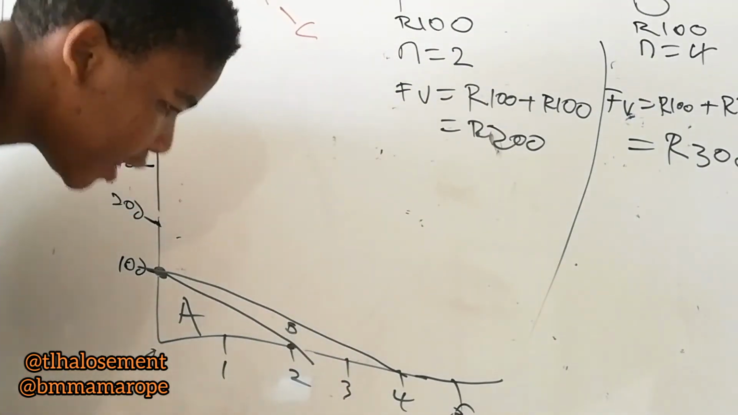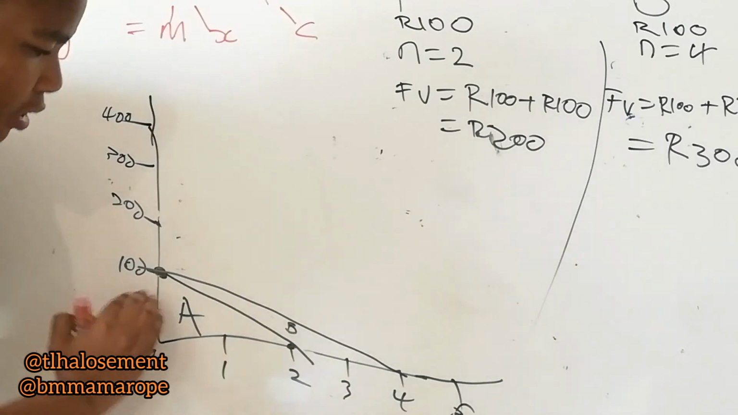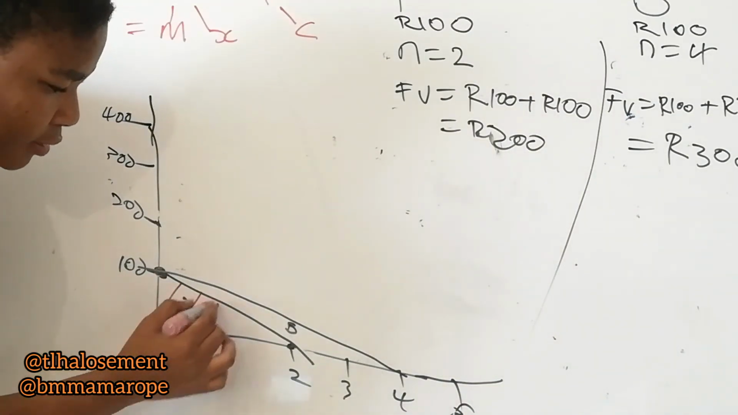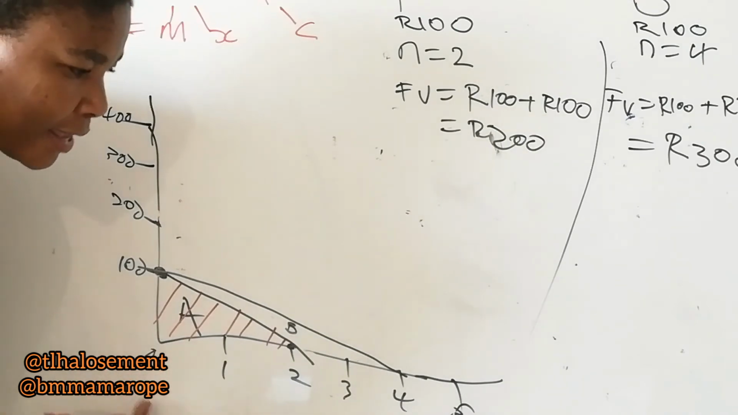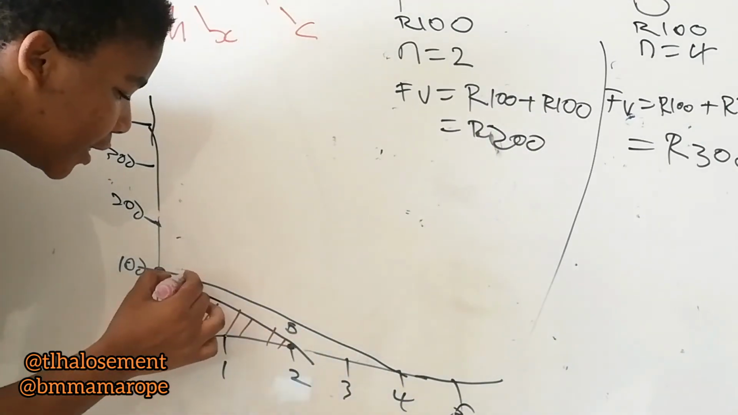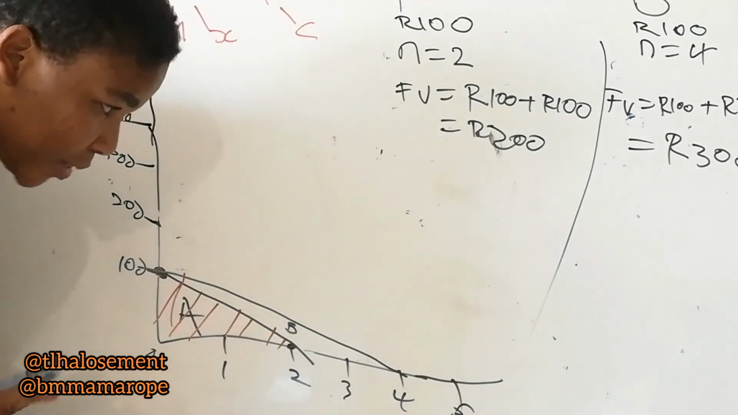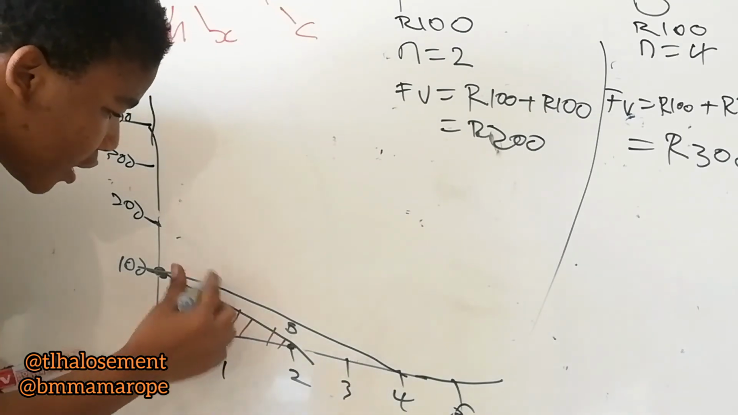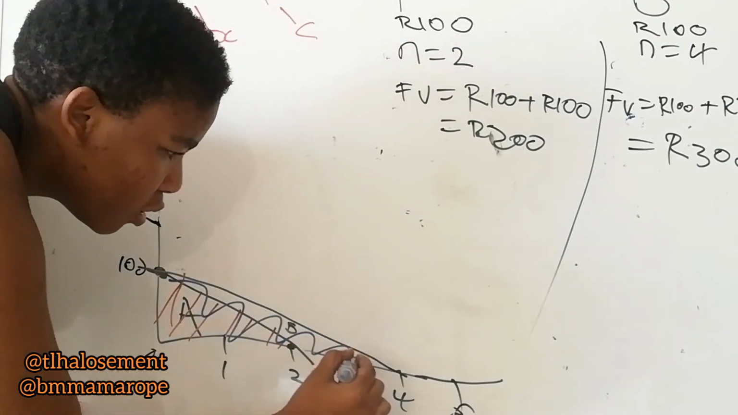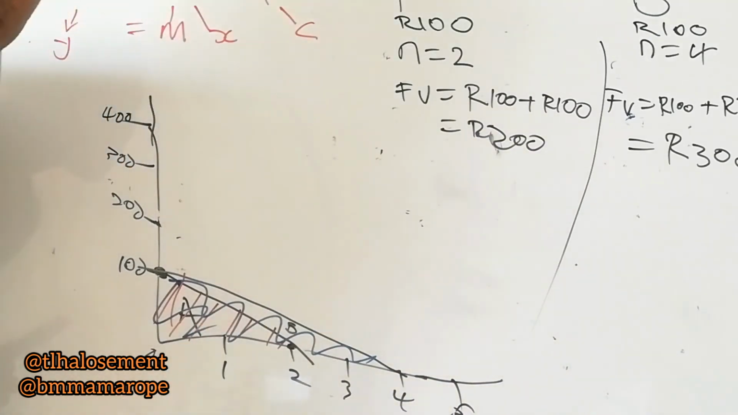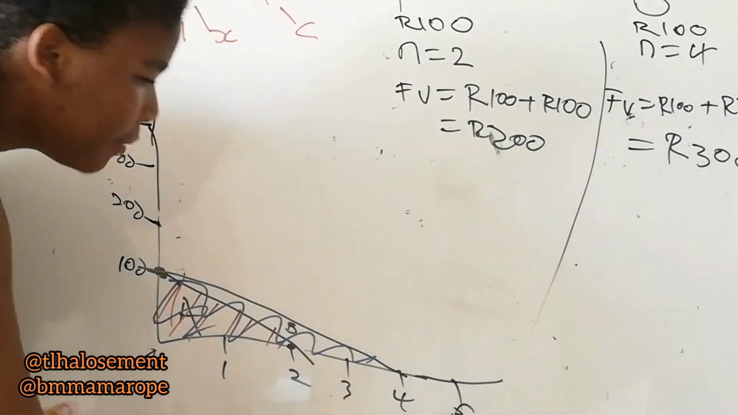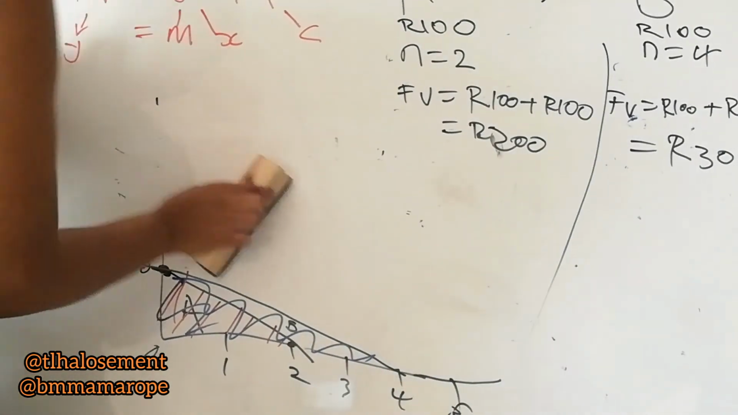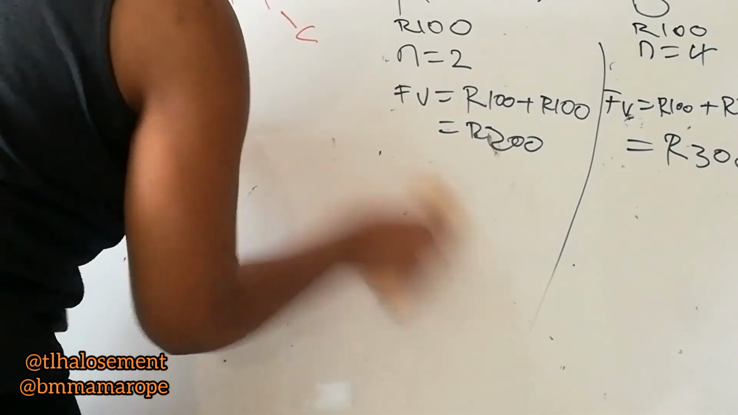So you will see that this one, person A, only gets this part of the pie, but person B gets this whole part of the pie because they left their money for a longer period of time. So that is the graphical representation of the graphs.